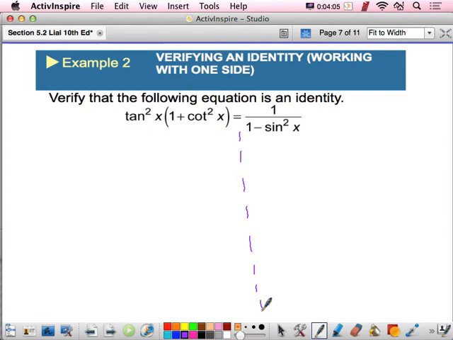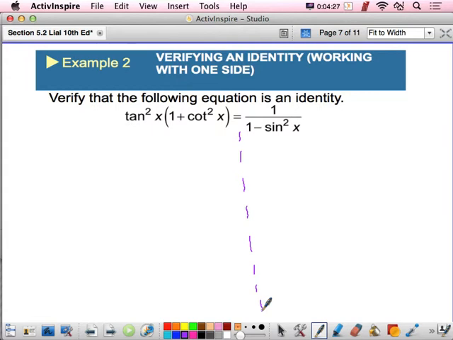What do you guys want to do? There are several options. We could distribute. Who recognizes also that 1 plus cotangent squared is equal to cosecant squared? I do as well. I see that Pythagorean identity. You will get the same answer regardless, so it's up to you. So tell me what you want to do here. Go ahead and change it to cosecant squared.